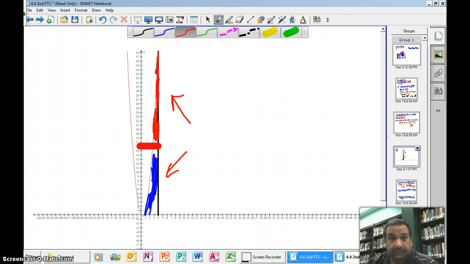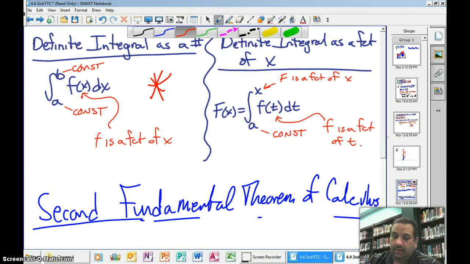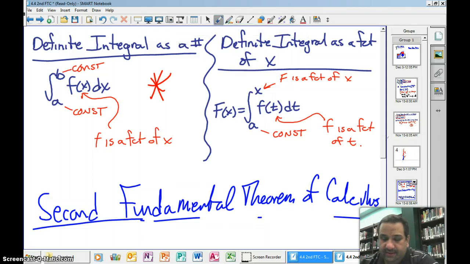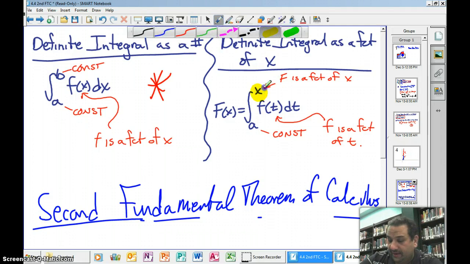Any questions? We'll practice some of these for homework also. All right, we have some integrals. This is the definite integral, constant a to b as a number. F is a function of x. The definite integral is a function of x. Notice what changes here. The big change is that x is one of our limits of integration, and this turns to a t. A lot of times in physics especially, we like to differentiate and integrate with respect to time, because that's our acceleration, our velocity, etc.